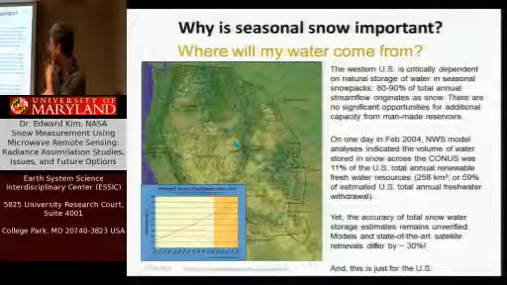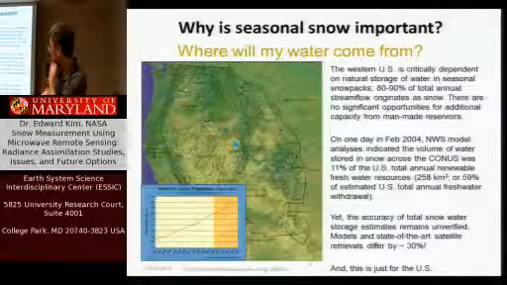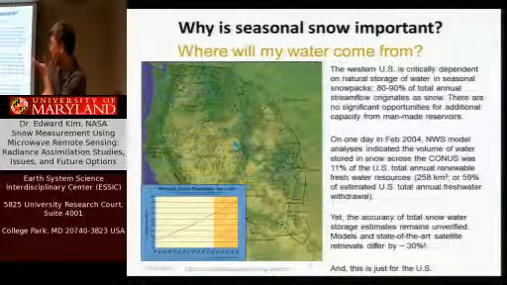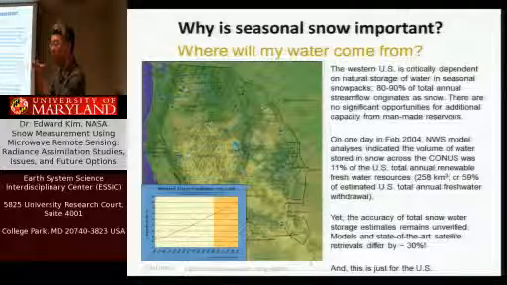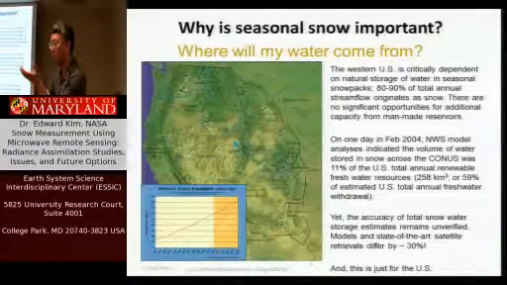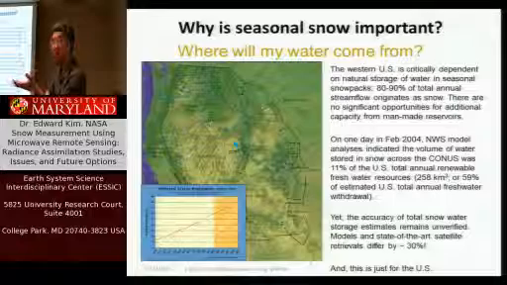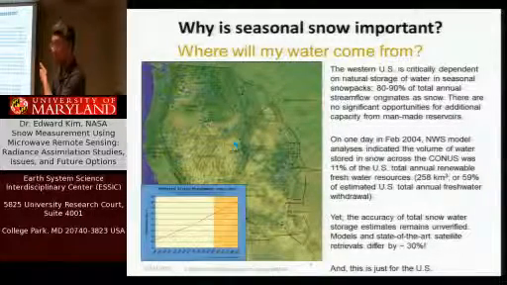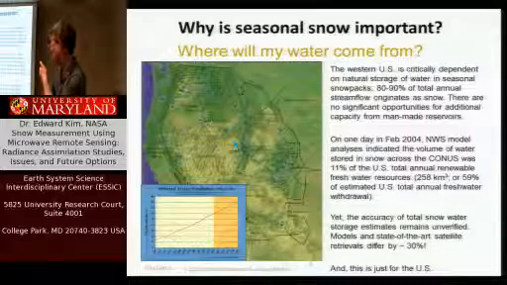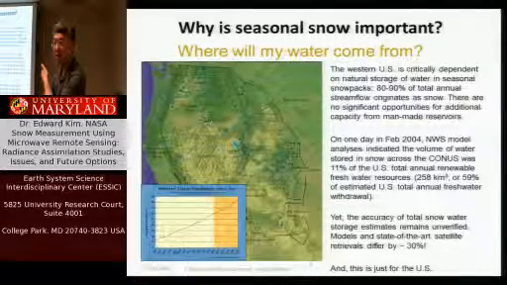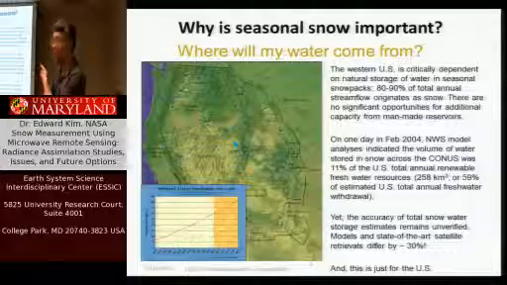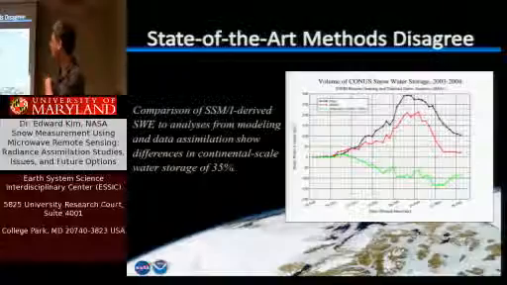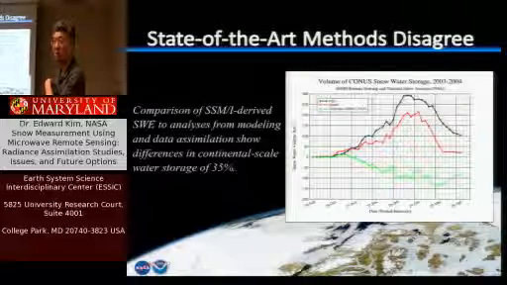But at least back around the time that we were putting together the story for why NASA should be interested in a dedicated snow remote sensing satellite, the best state-of-the-art model prediction and the best state-of-the-art satellite retrieval estimate couldn't agree closer than about 30%, which seemed pretty crummy.